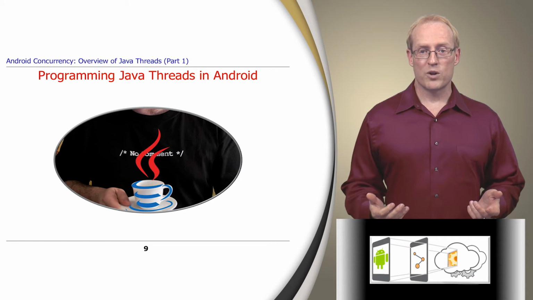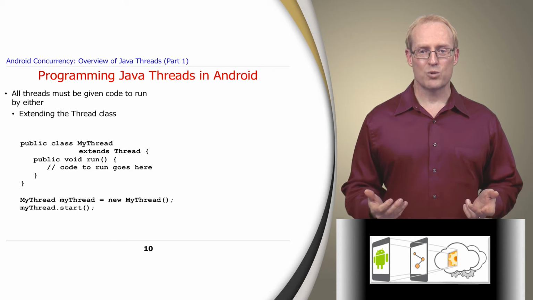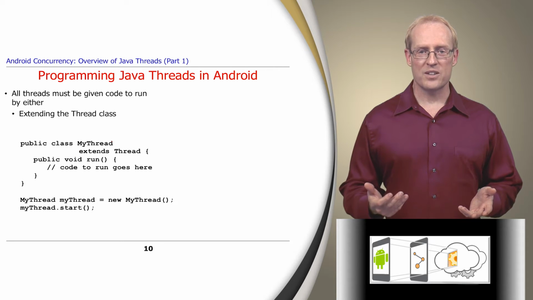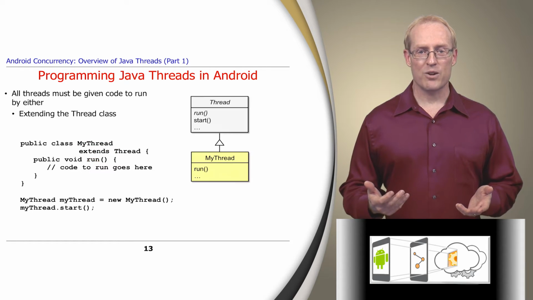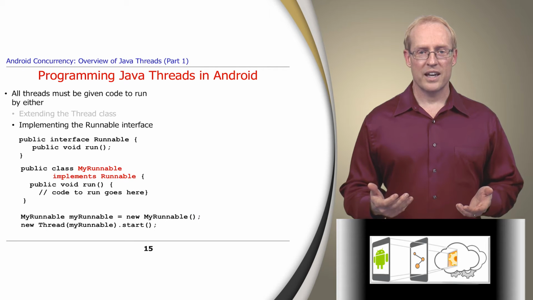Now that I've given a brief overview of Java threads, let's show how to program threads in Android. All Java threads must be given some code to run, which is typically done in one of two ways. One way is to extend the thread class and override its run hook method, as shown in the code snippet on this slide, where myThread inherits from thread and defines a run method that's invoked automatically when myThread is started. Another way is to implement the runnable interface and override its run hook method. There are several ways to implement the runnable interface.